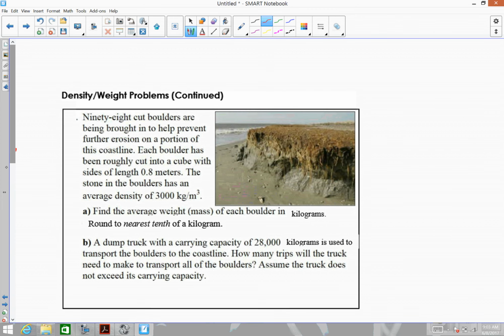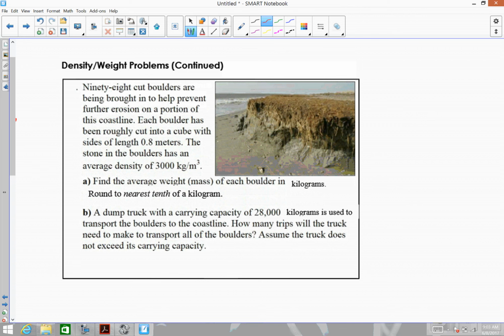For this one, we have 98 cut boulders being brought in to help prevent further erosion on a portion of this coastline. Each boulder has been roughly cut into a cube, so that's important here. We're talking about a cube with side lengths that are 0.8 meters. The stone in the boulders has an average density, so again, it tells you the density. Sometimes it won't tell you the density. It might just say it has an average weight of 3,000 kilograms per cubic meter. You have to know based on the units that that's a density. So be careful: just because it says weight doesn't mean it's not a density. If it's just a weight, it would just say kilograms. If it's a density, it's kilograms per cubic something.